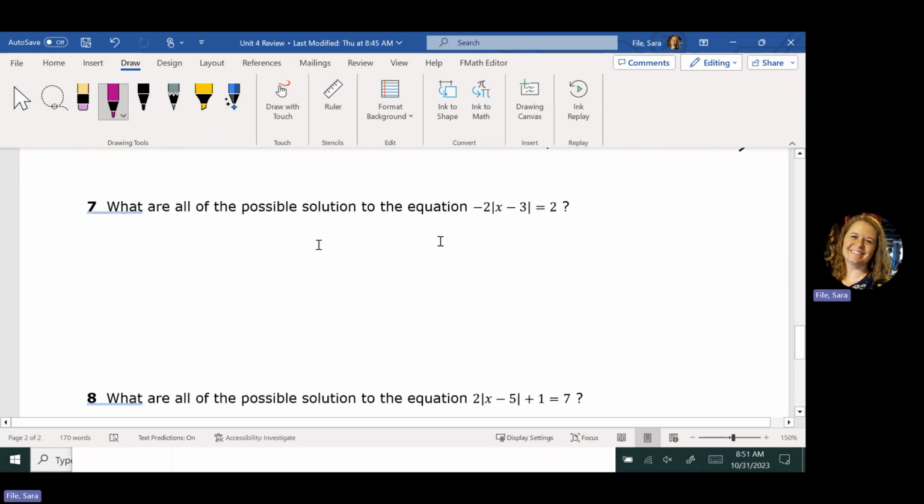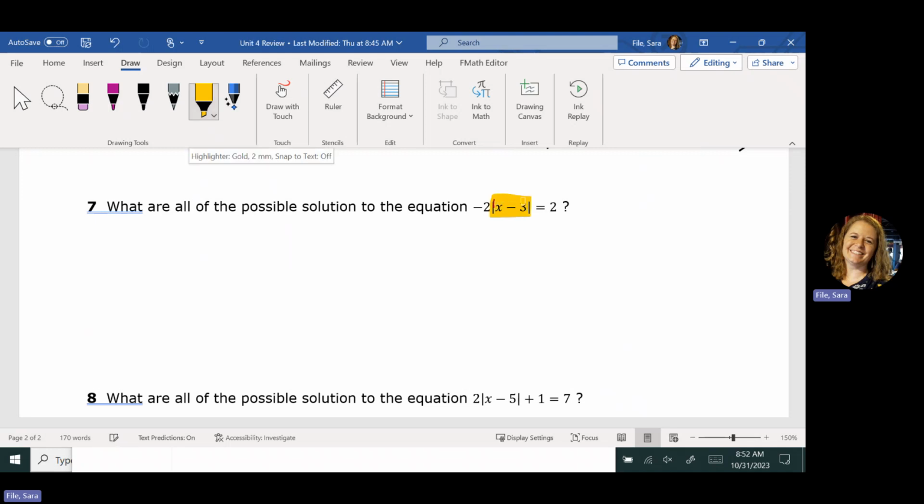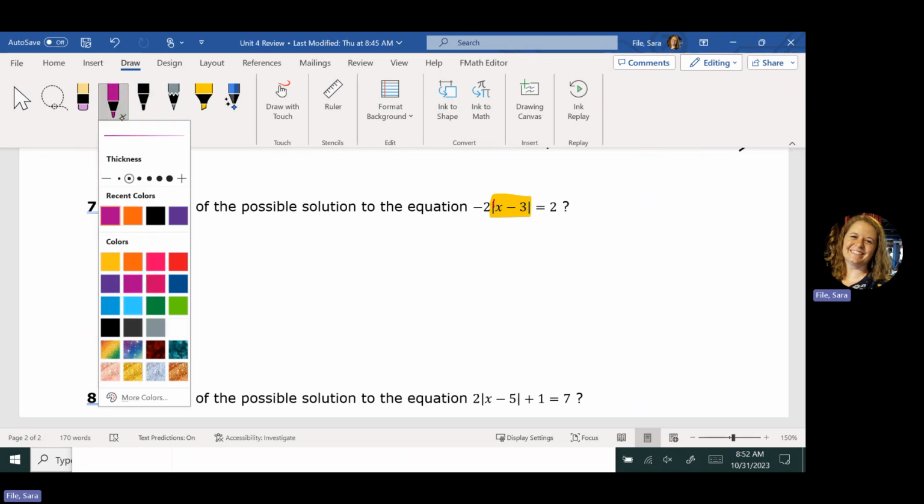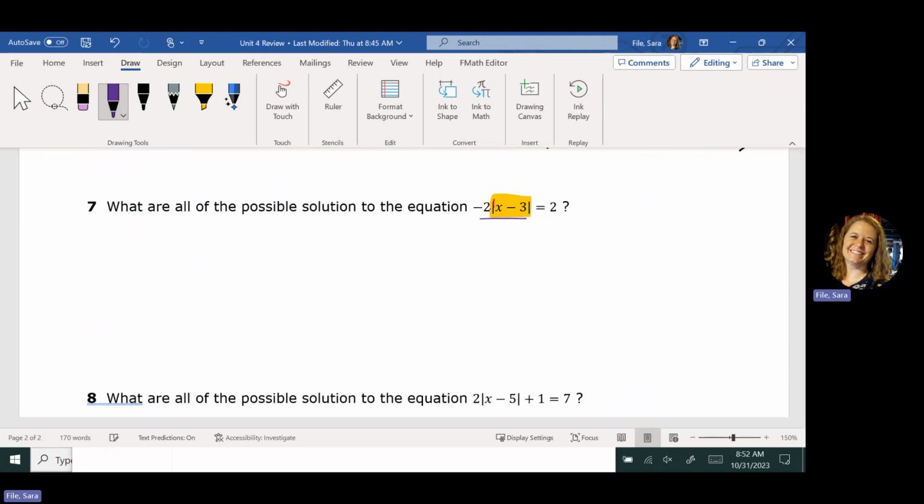All right, what are the possible solutions here? So I need to isolate the absolute value expression. So the first thing I'm going to do is there's nothing added or subtracted outside. So I'm ready to jump in with the division. So I'm going to divide out that -2 that's being multiplied here. So I get the absolute value of x minus 3 equals, and then a positive divided by a negative is a negative. 2 divided by 2 is 1.